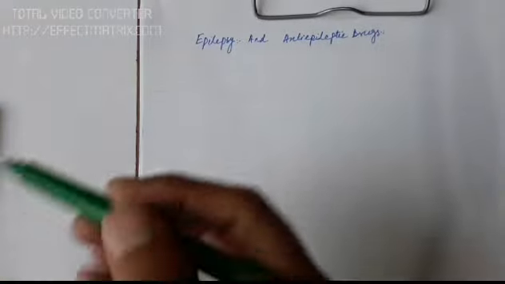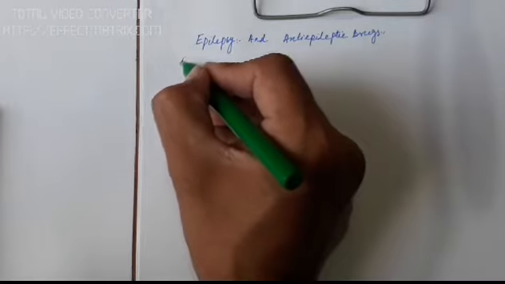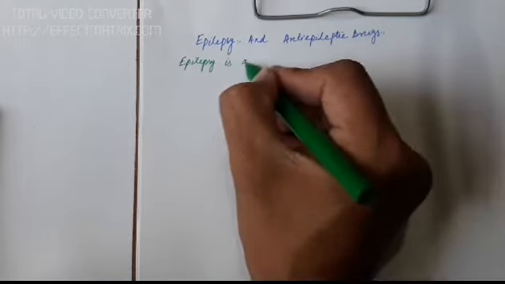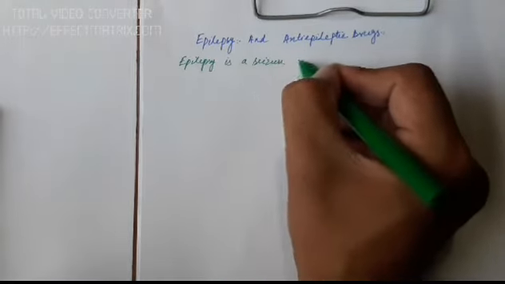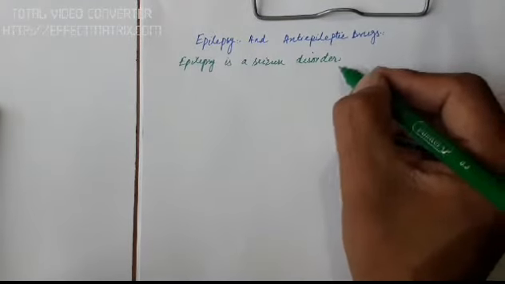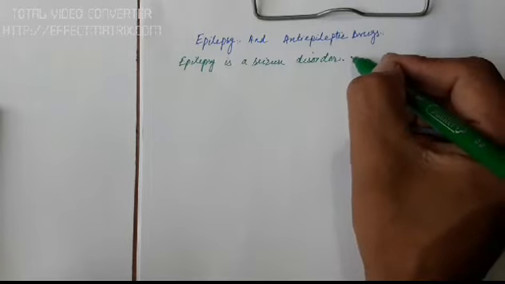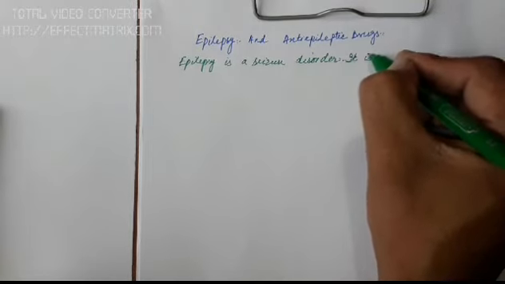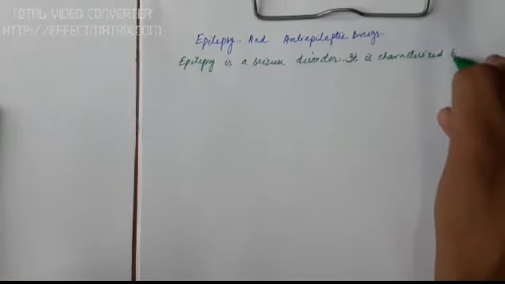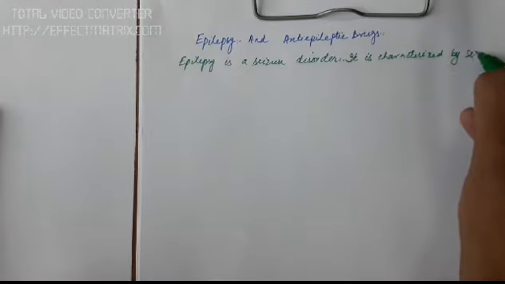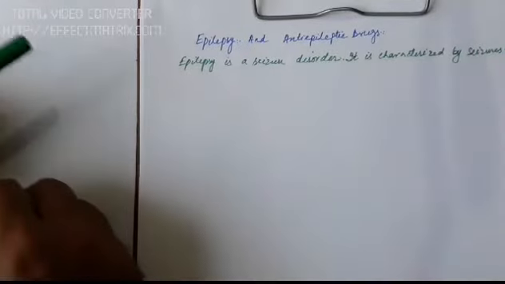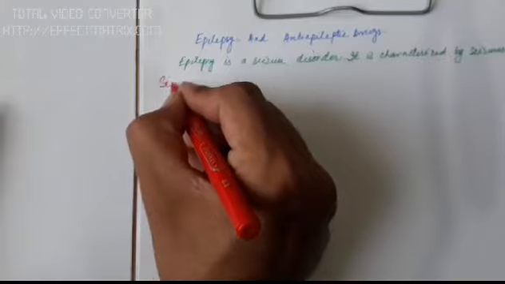So, what is epilepsy? Epilepsy is a seizure disorder. It is a disease which is characterized by seizure. So what are seizures, or what is a seizure?